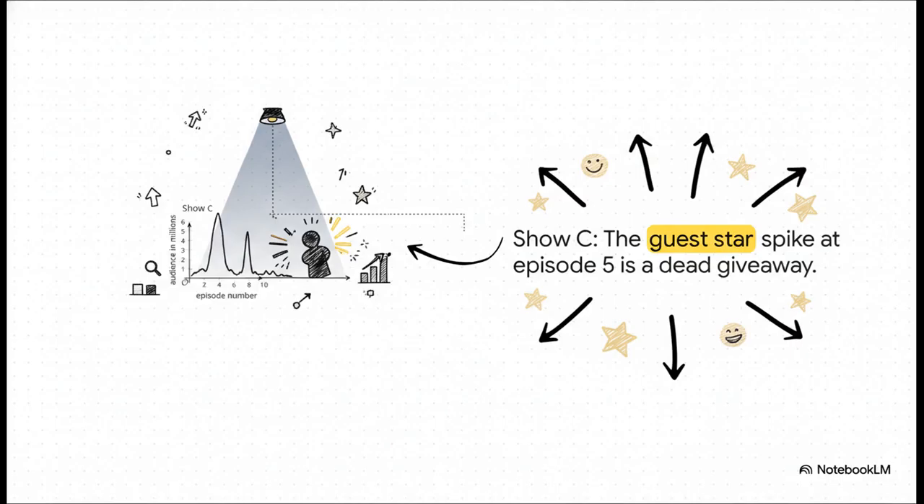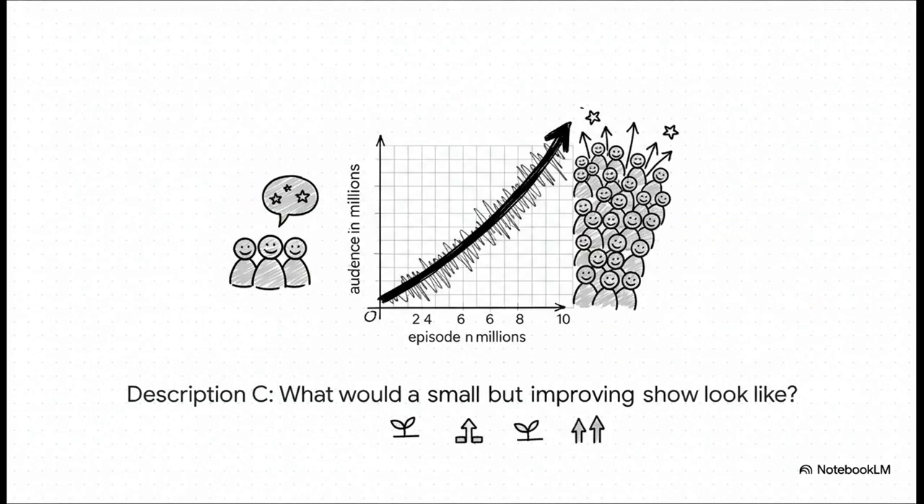And that leaves us with the most dramatic looking graph, show C. It's kind of flat, kind of boring, and then bam! Episode 5 happens. Look at that massive spike. The ratings more than double for 1 week and then drop right back down. That is a dead giveaway. It's the signature of a big guest star appearance, which is exactly what description A says. So, case closed on those 3.